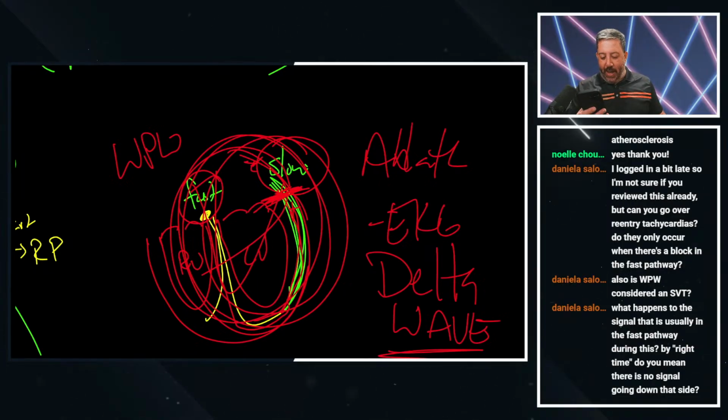So SVT is a supraventricular tachycardia, which means any tachycardic rhythm that is originating in the atria. So yes, technically WPW would be an SVT, but you don't want to look at it that way. Most of your SVTs are your atrial tachycardias, atrial flutters, atrial fibrillations, wandering atrial pacemakers, multifocal atrial tachycardias. Those are all weird things that happen in the atria. You'll learn all about those things in EKG.